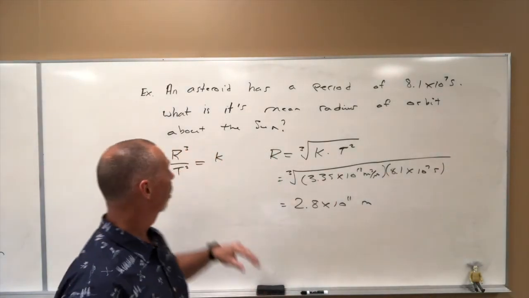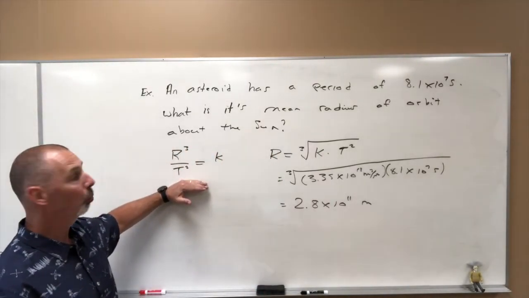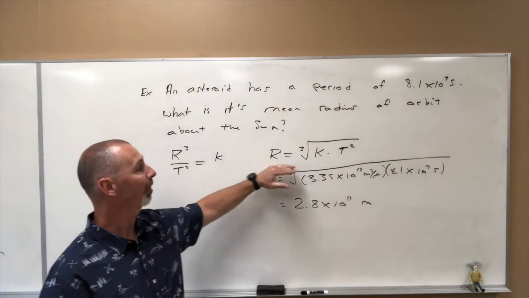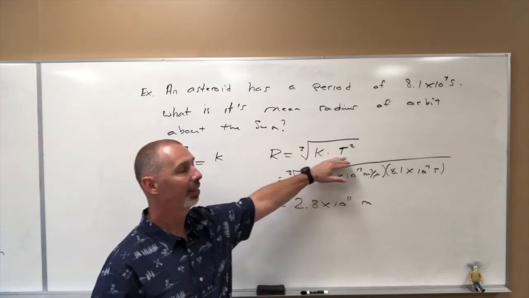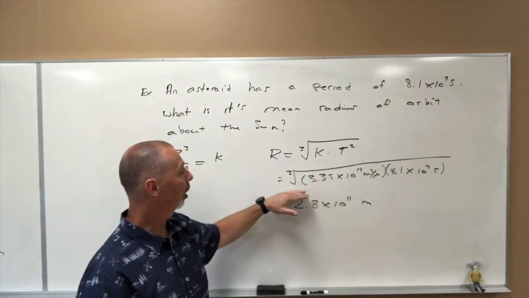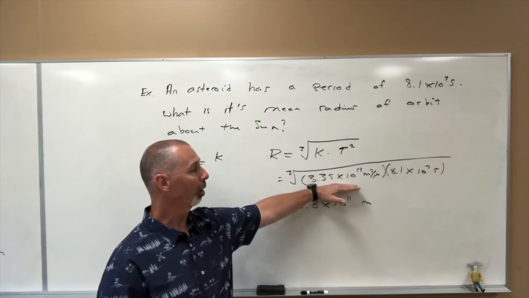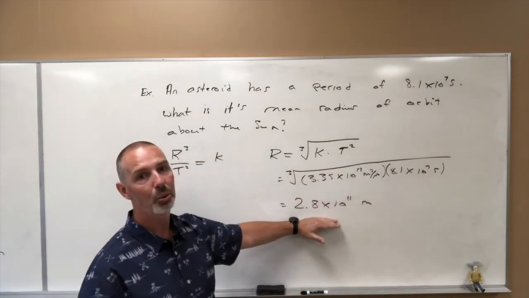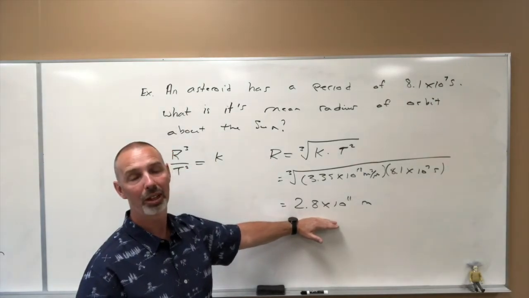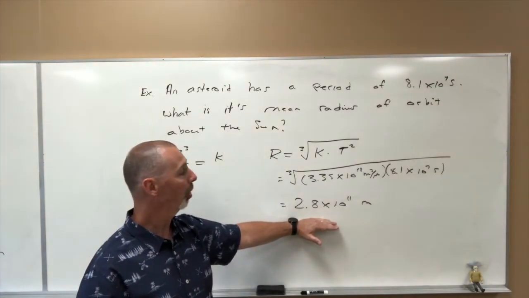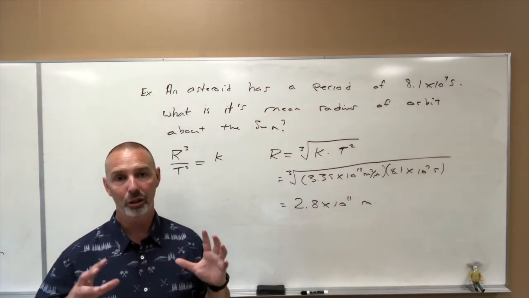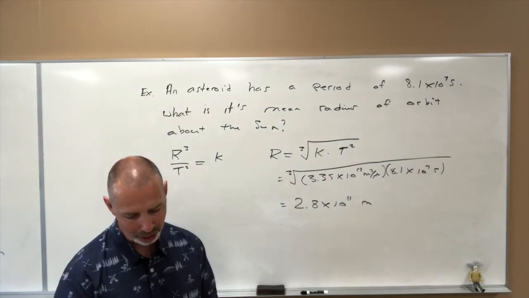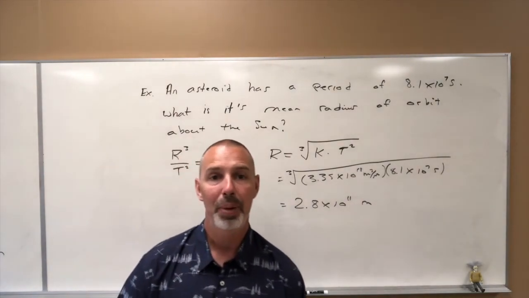All right, so we're going to set up our formula. R cubed over T squared equals k. I'm going to rearrange it to solve for r. Solving for r, I get the cube root of k times T squared. We plug in our numbers: the cube root of Kepler's constant times the period squared. Plug that into your calculator, and you will get the answer of 2.8 times 10 to the 11 meters. So, straightforward. This is about as hard as the questions get, unless I give you questions with two planets, where you have to combine them. But again, it's not that bad.